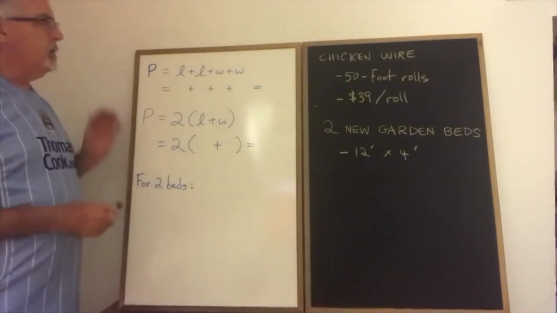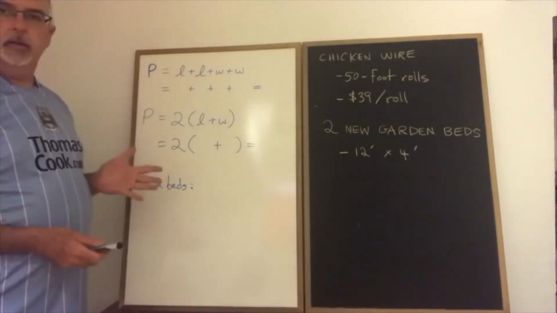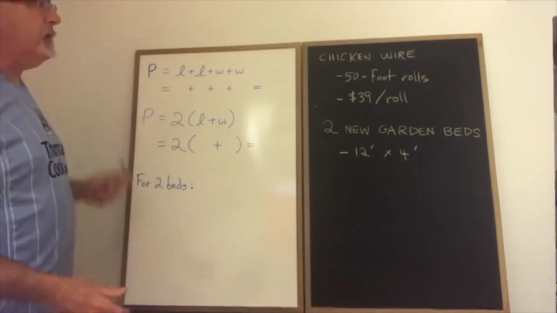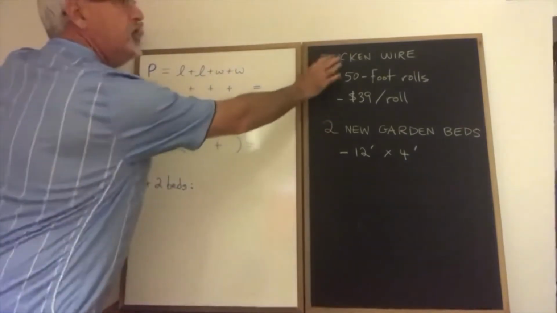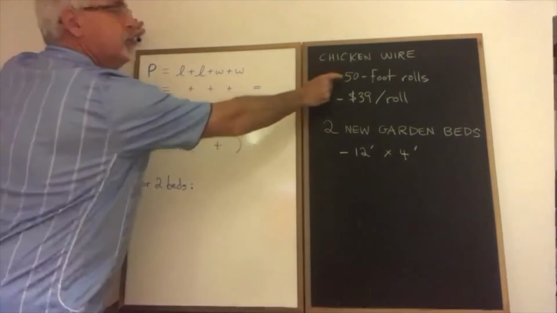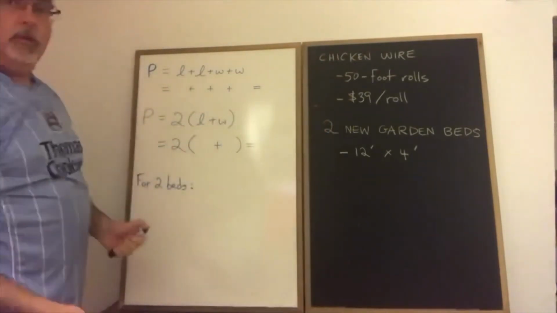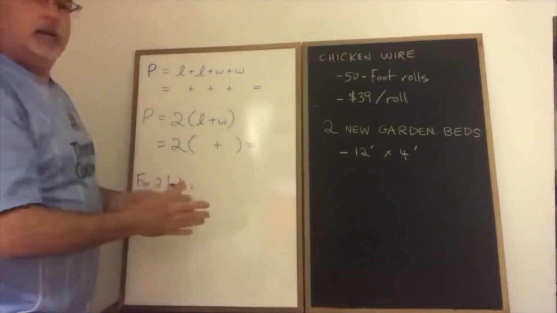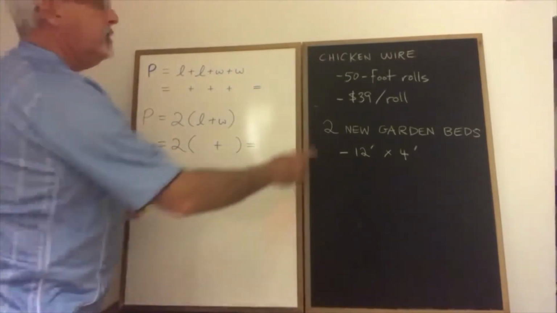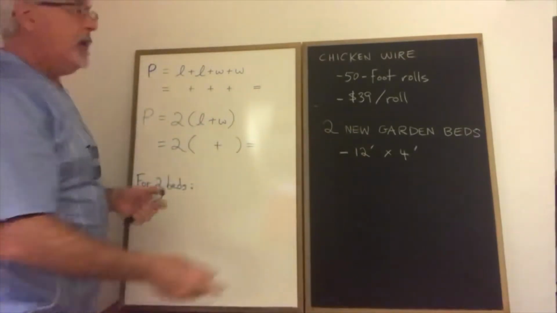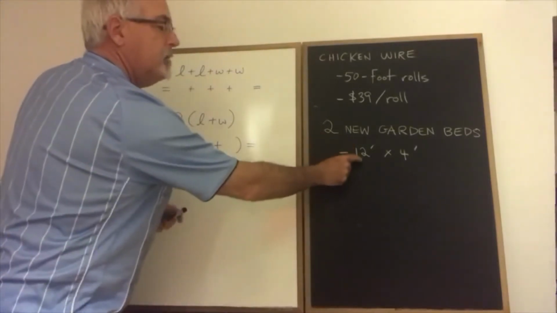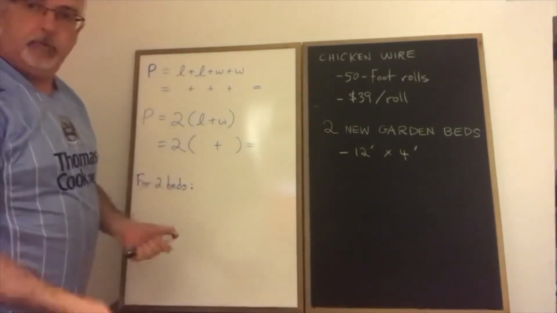So here we are doing our calculations. A summary of the problem we're dealing with is here. We need chicken wire. It comes in 50-foot rolls and it costs $39 per roll. We're using it to build protective barriers around two new garden beds, and the dimensions of the garden beds are 12 foot by 4 foot.